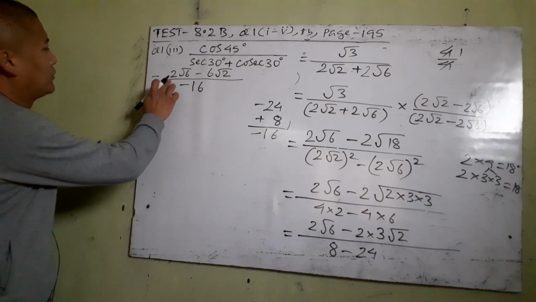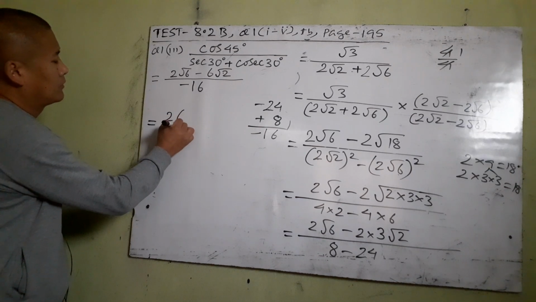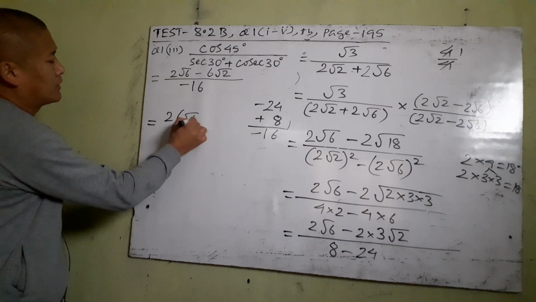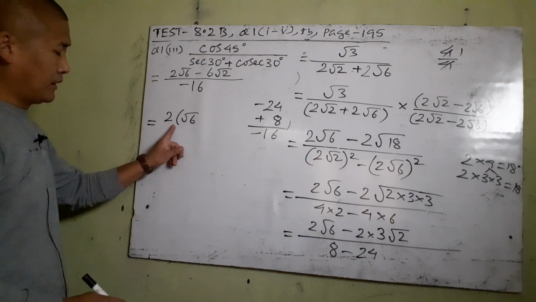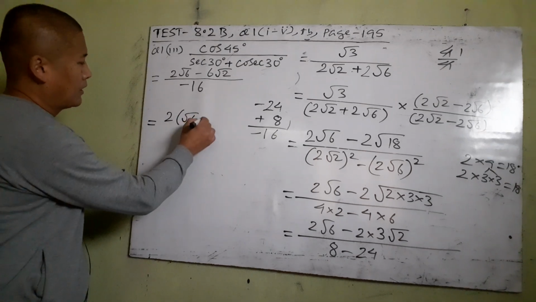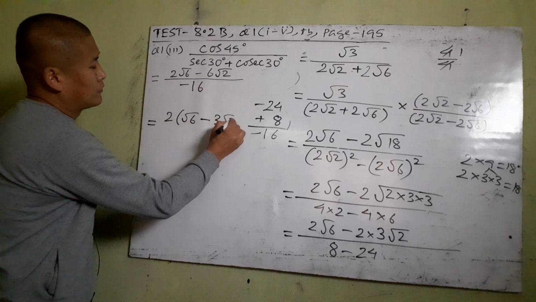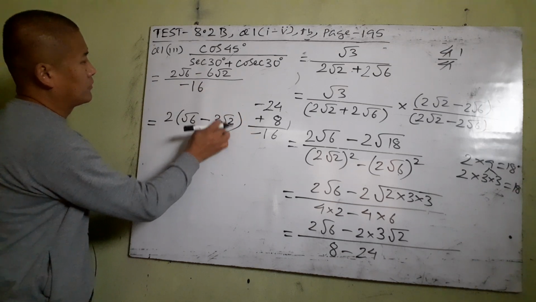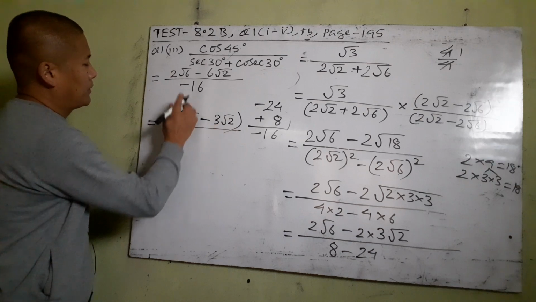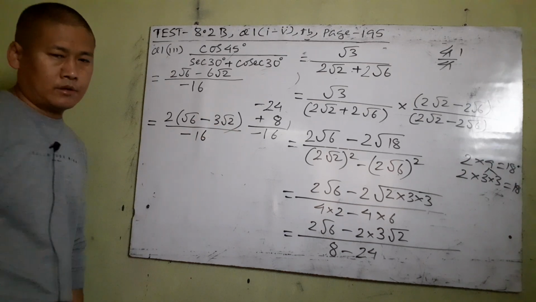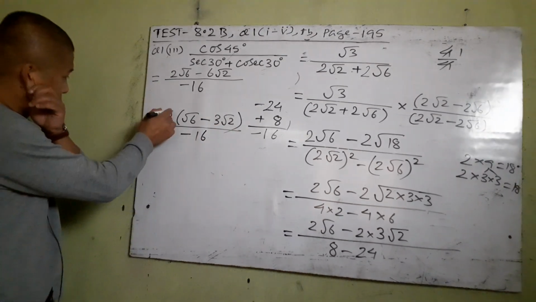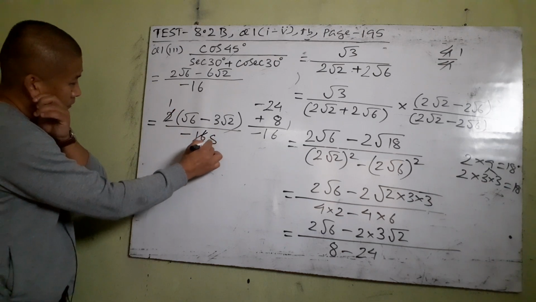we can see here that 2 can be taken out. So let us take out 2 into root 6. 2 is outside the bracket, so now only root 6 inside the bracket. Minus 2 3s are this 6 and this root 2. So 2 3s are 6, root 2 still. Like that, divided by minus 16. Then here we can cancel. 2 1s are 2, 2 8s are 16.